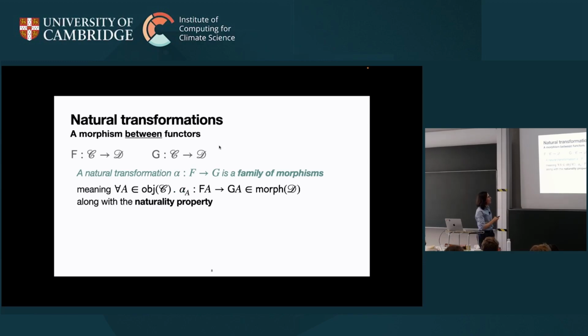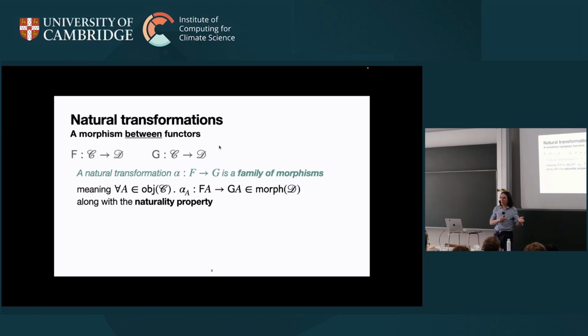And it does that by being a family of morphisms that says for every object A that's in C, I want to have a morphism in D that goes from FA to GA. So you can think of it as taking something that's in the image of that functor in D, the first one F, and going to the image of that functor G in D as well. So sort of mapping between the objects.